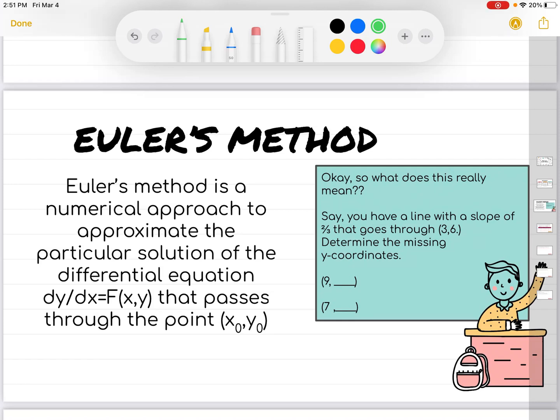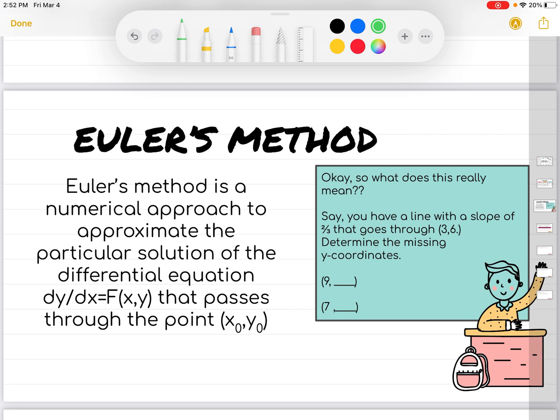Hi everyone, in this video I'm going to be going over how to do Euler's method, which is a section from 6.1. So Euler's method is an approach that allows us to approximate the particular solution of a differential equation which is defined by both x and y and passes through a point given to us.